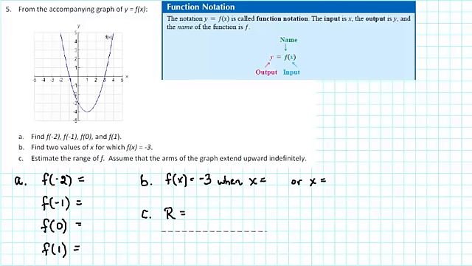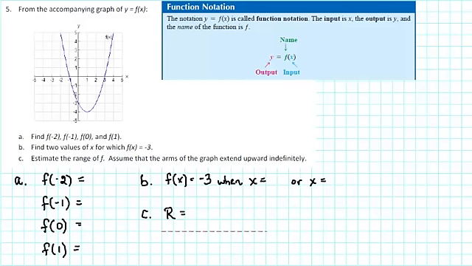From the accompanying graph of y equals f of x, A, find f of negative 2, f of negative 1, f of 0, and f of 1. For part B, find two values of x for which f of x is equal to negative 3. And finally, in part C, estimate the range of f. Assume that the arms of the graph extend upward indefinitely.